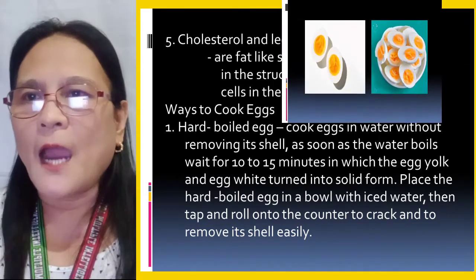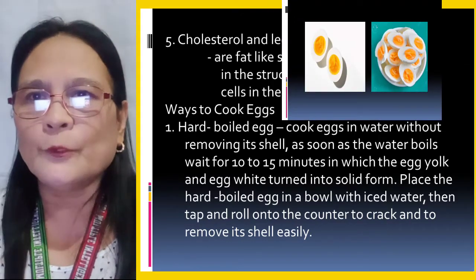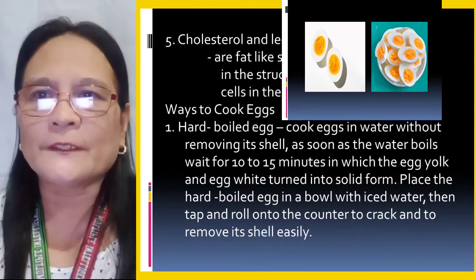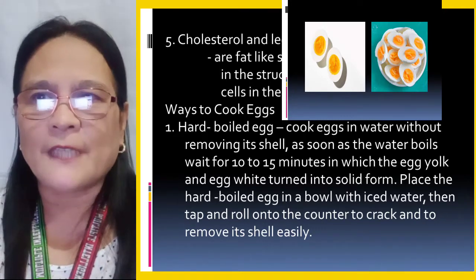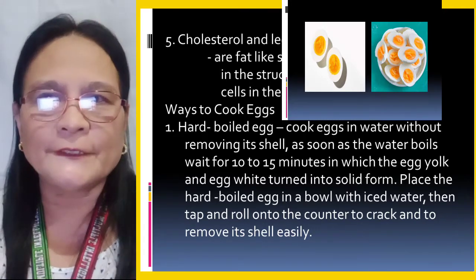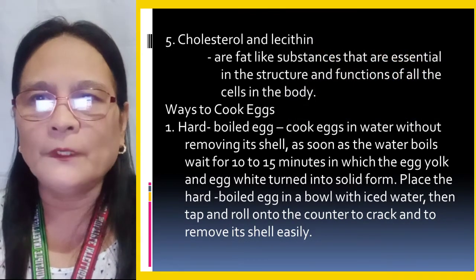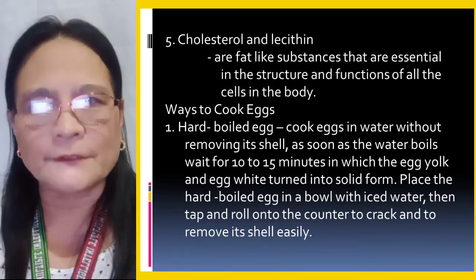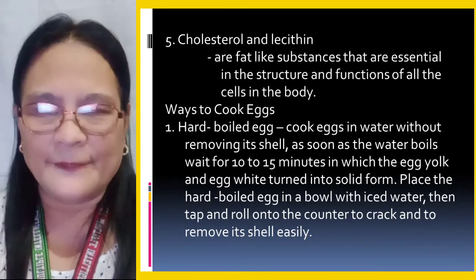Number 1, hard-boiled egg. Cook eggs in water without removing its shell. As soon as the water boils, wait for 10 to 15 minutes in which the egg yolk and egg white turn into solid form. Place the hard-boiled egg in a bowl with iced water. Then tap and roll onto the counter to crack and to remove its shell easily.